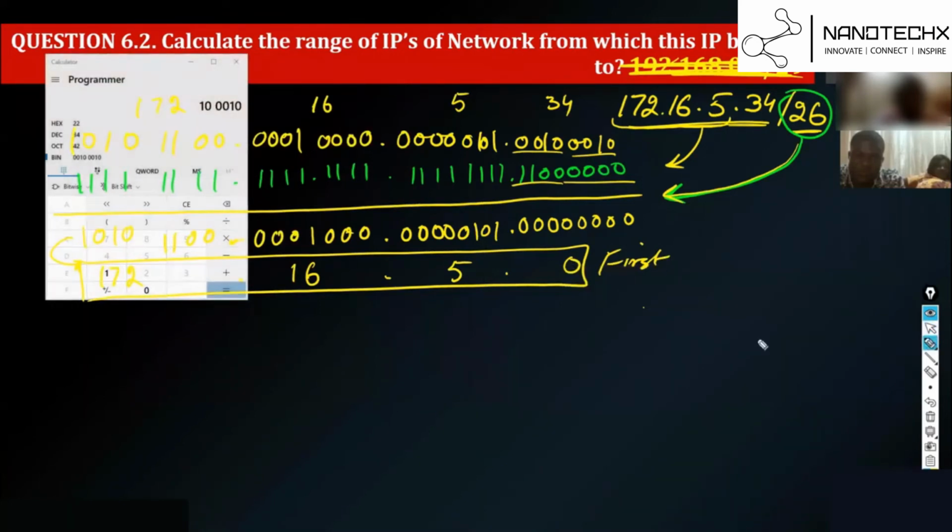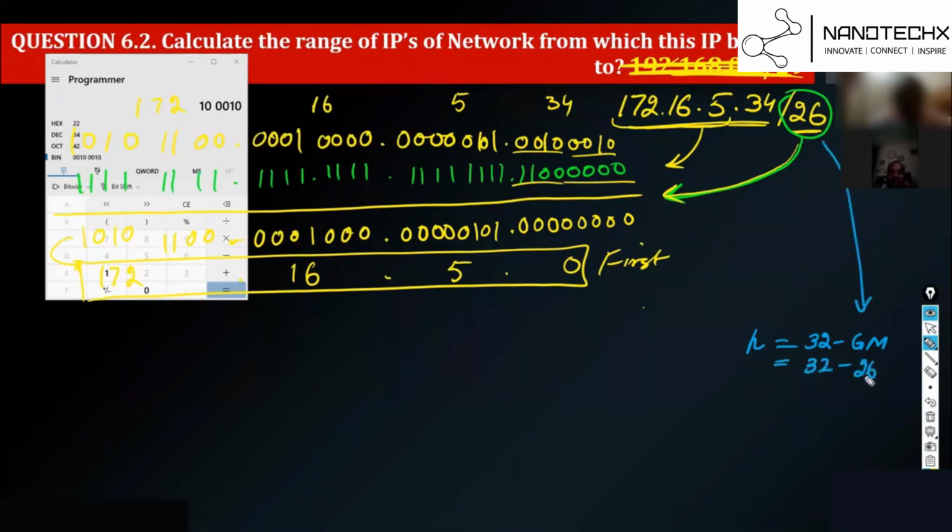What is the value of H here, guys? Can somebody tell me? No, not 64. Okay, yes, 6. Very good. H is equal to 32 minus the subnet mask, so 32 minus 26, which is 6. It means the last 6 bits from this network number have to be converted to 1. Very simple, just write this one again, but convert the 6 bits to 1s.